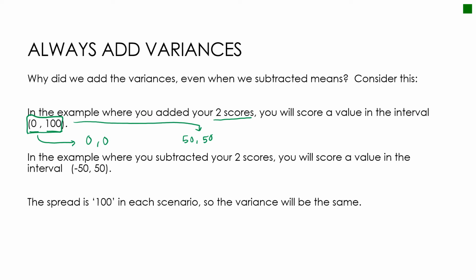That has a spread of 100. In the example where I subtract my two scores, the very lowest I could get is if I got 0 the first time and 50 the second time. So 0 minus 50 is negative 50. And the very highest I could get is if I got 50 the first time minus 0 the second time, which gives me 50. And notice the spread between negative 50 and 50 is still 100. It's 100 either way. So the spread of the scores is the same. And so if we subtracted variances, we would end up with an incorrect value.